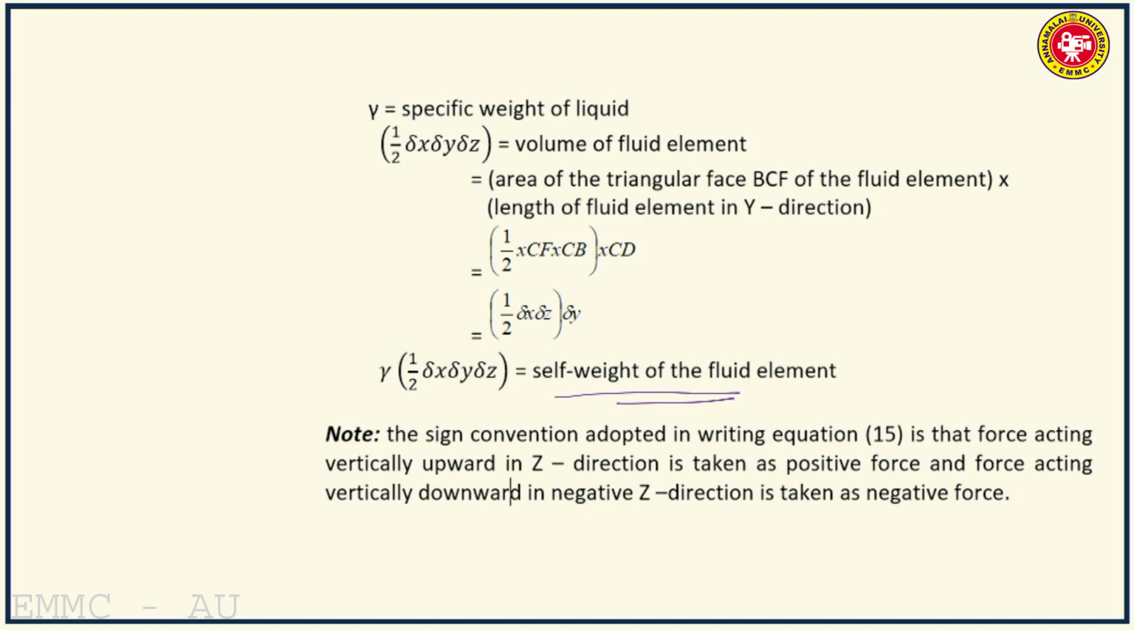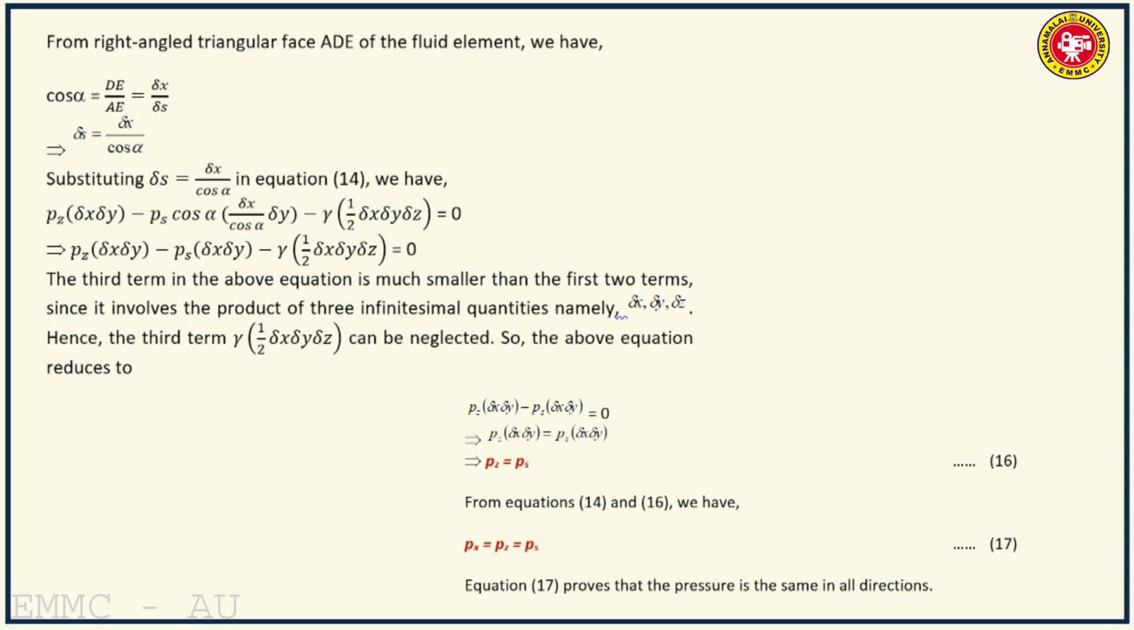So, again the sign convention I repeat, the same as we adopted in the previous derivation. The force acting vertically upward in Z direction is taken as positive force, and the force acting vertically downward in negative Z direction is taken as negative force. So, again from right angle triangular face ADE of the fluid element, you can write that delta S is equal to delta X by cos alpha. So, substituting delta S equal to delta X by cos alpha in this equation we have already written, this becomes ultimately that PZ equal to PS.